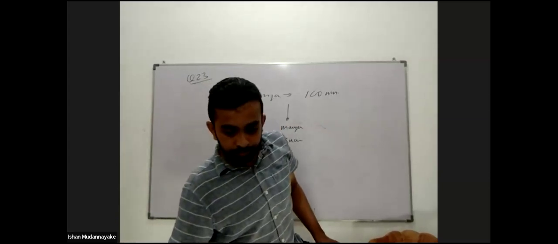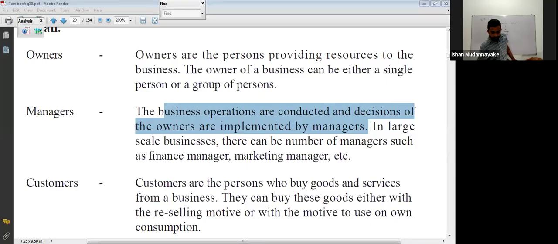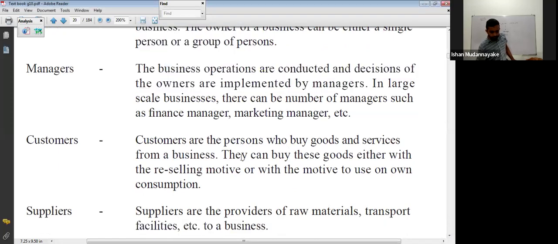Customers. Read the note. Customers are the people who buy goods and services from a business. They can buy these goods either with the reselling motive or with the motive to use for their own consumption. All right. Customers are the persons who buy goods and services from the business.